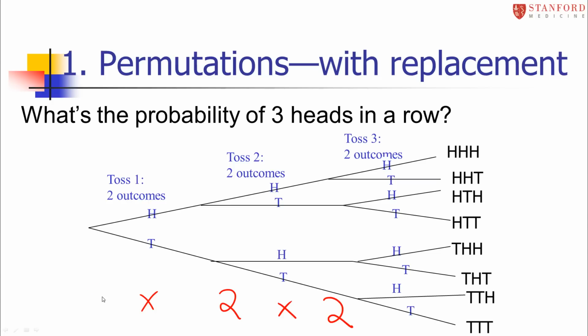Well, we can also shorten this by just raising to a power. Another way to say this is 2 cubed. I have 2 possible outcomes, and I'm tossing the coin 3 times, so there's going to be 8 total possible outcomes.